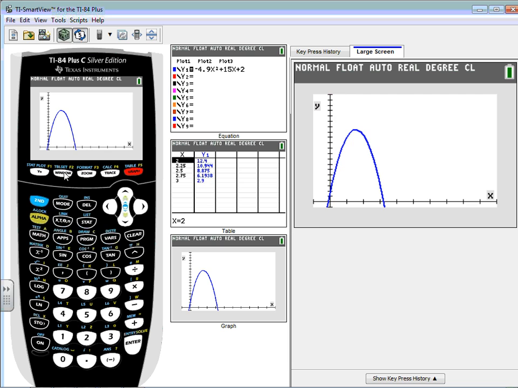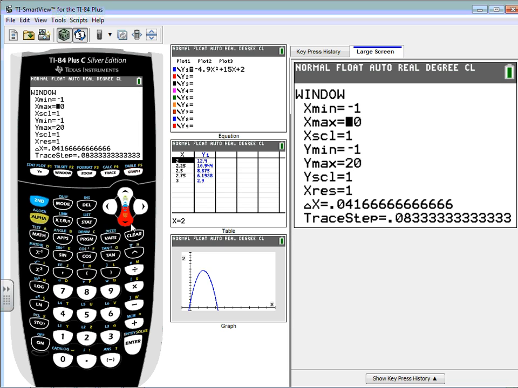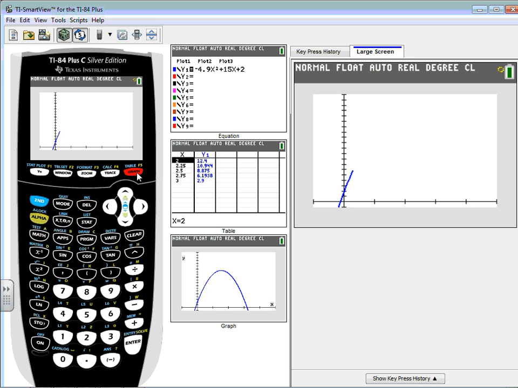I'm going to tweak my window setting, and I'm going to make my x max 5, just because I do like to get a pretty reasonable view of what this baseball is actually doing. And if you've ever had a chance to watch somebody throw a baseball from the stands or golf or any sport that involves a projectile, you're probably going to notice that it doesn't look exactly like this.